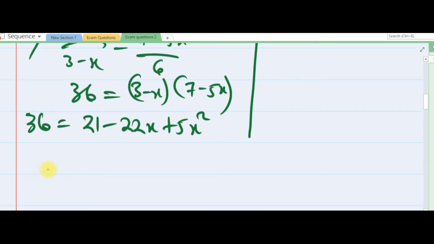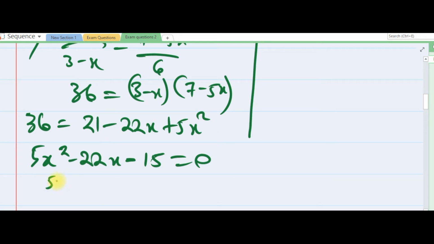Since we are forming a quadratic equation here, we have 5x squared minus 22x minus 15 equal to 0. I moved everything to one side. We are looking for 2 terms that will multiply to give 5x squared, which is 5x and x. And for minus 15, the factors are minus 5 and 3.